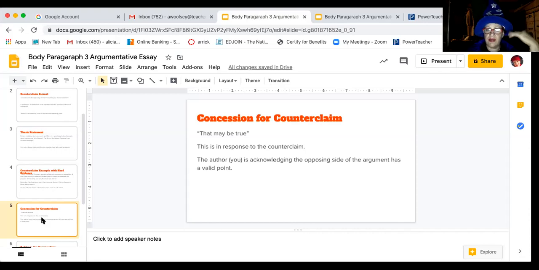Okay, so that's what you're saying. You're acknowledging what they have to say as maybe a fact. What they have to say maybe is important. It doesn't matter. You're just acknowledging it. Okay, so the concession for this counterclaim is that may be true.